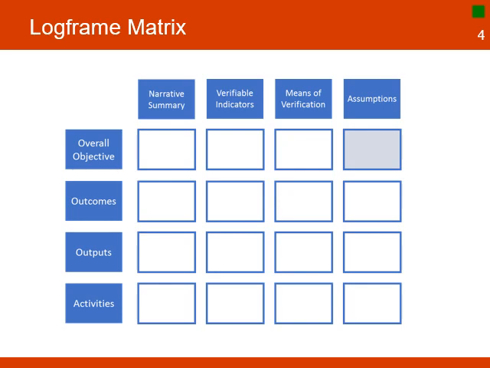The first column is the project hierarchy of objectives. The levels describe the overall objective of the project, the outcomes, outputs, and activities. The next column lists the verifiable indicators. The third column lists the means of verification, and the fourth column lists assumptions for each level. Note that in this model there are no assumptions for the overall objective.